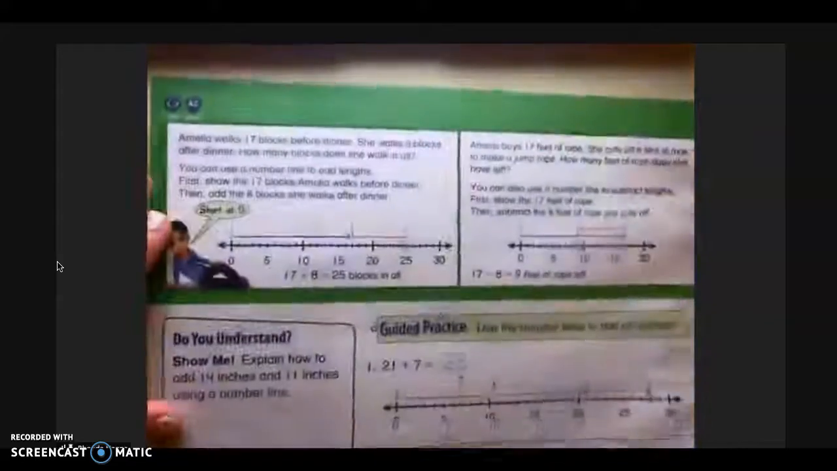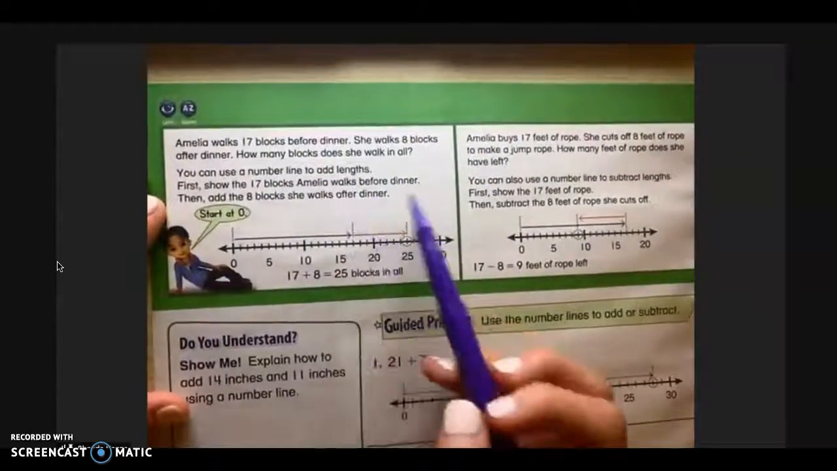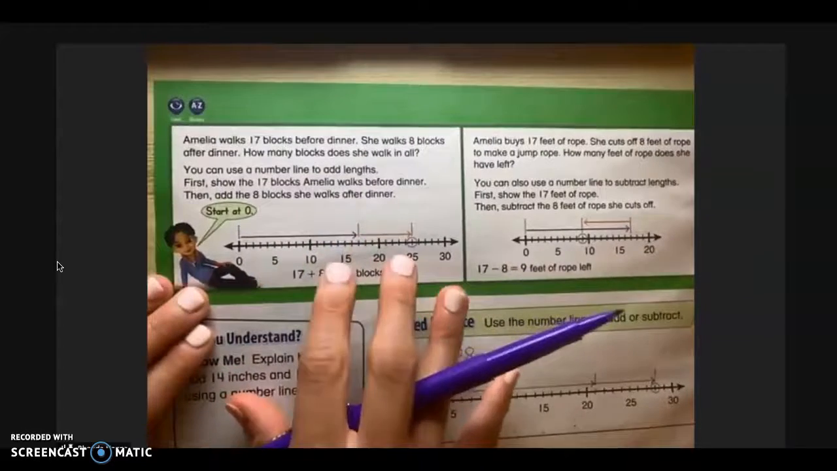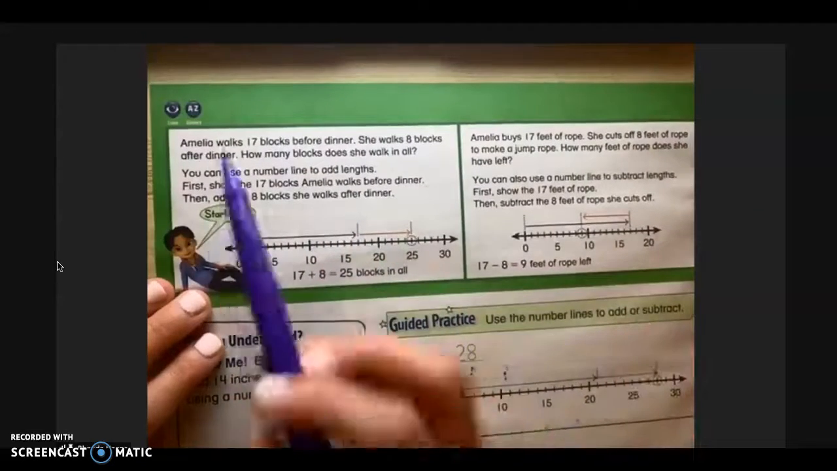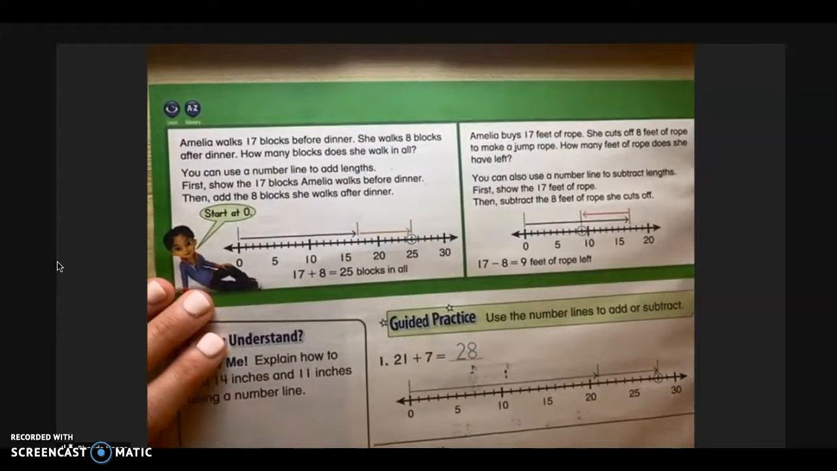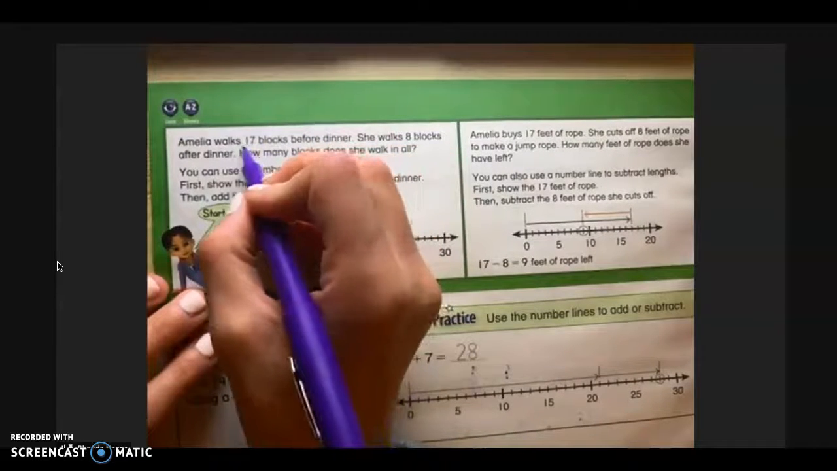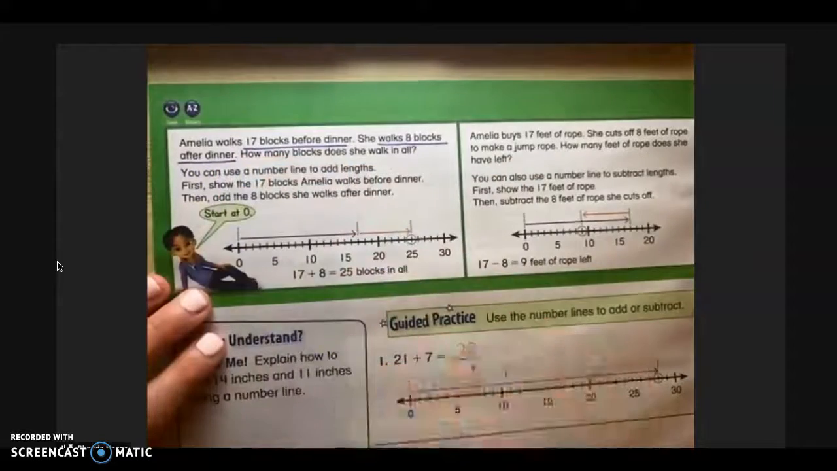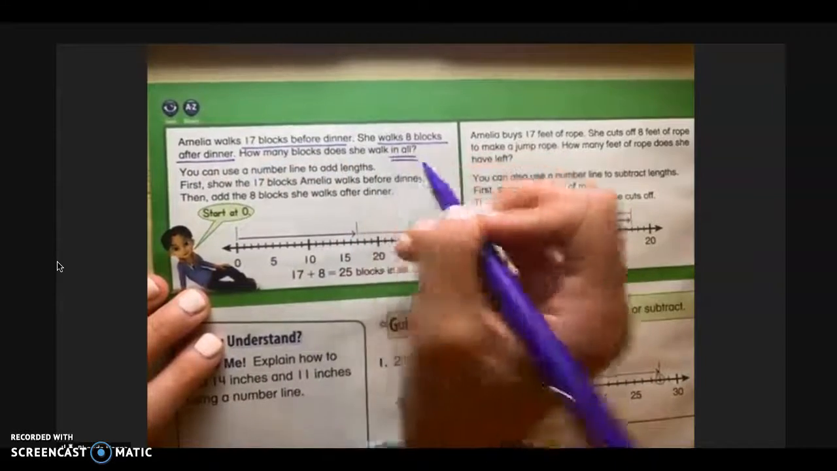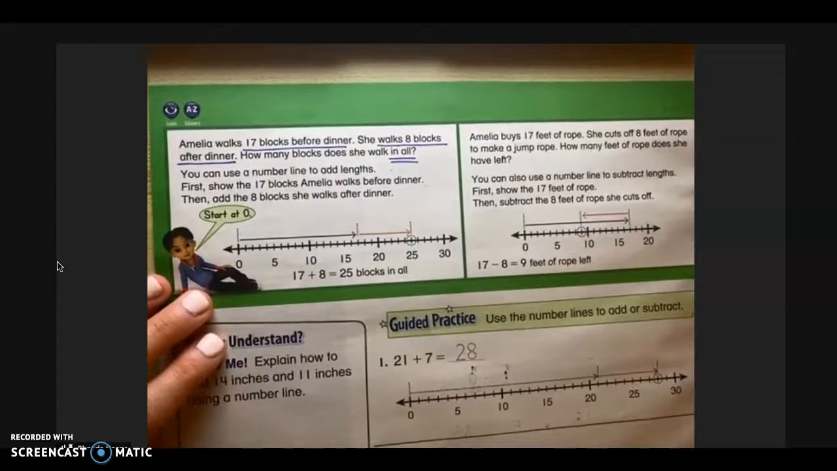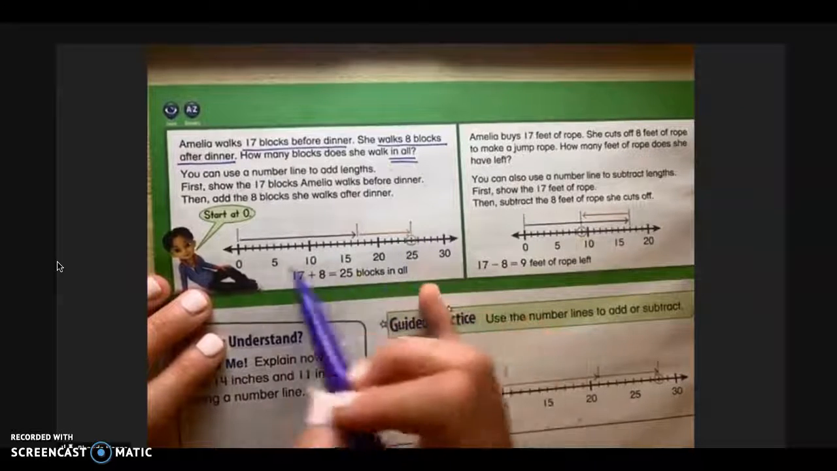All right. On the back side, this is what they showed on the video that you were supposed to watch from the math website. It says Amelia walks 17 blocks before dinner. She walks 8 blocks after dinner. I'll underline that. How many blocks does she walk in all? That's our key word right there, in all. I know that means I have to add. So this is going to be an addition problem.